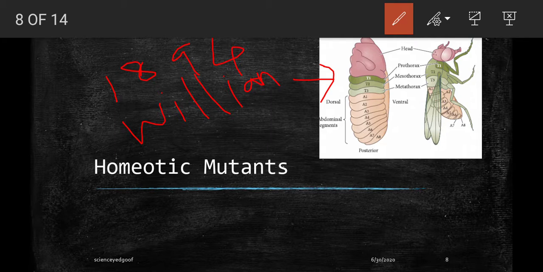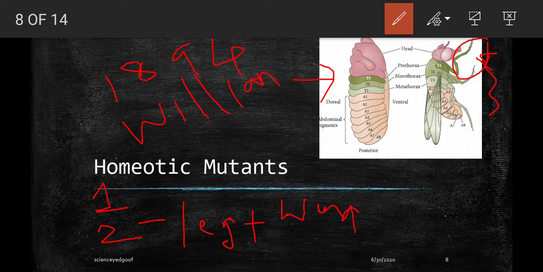All the thoracic segments, here you can see the diagram again, the three thoracic segments will give rise to three pairs of legs. To go into detail, the first thoracic segment, T1, only gives the leg. Whereas the second thoracic segment, T2, gives a pair of legs and also a pair of wings.